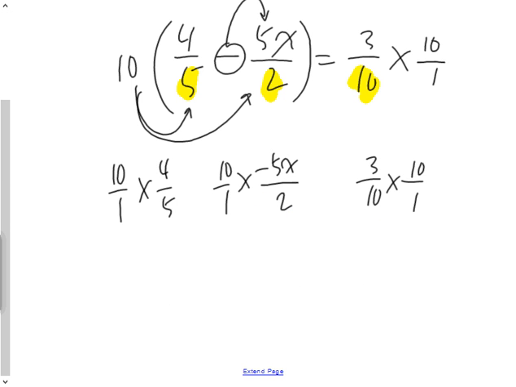Okay? So now, cross reduction. Because you're multiplying, you are able to cross reduce. 10/5 will reduce down to 2/1, leaving me with 8/1, or just 8. 10/2 will reduce down to 5/1. Now be careful here. Because when you multiply the numerators, 5 multiplied by negative 5x is going to be negative 25x over 1, or just negative 25x. And your last one, when you cross reduce, you're going to get equals 3.